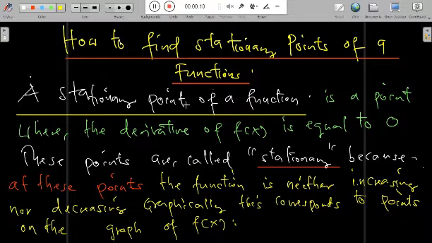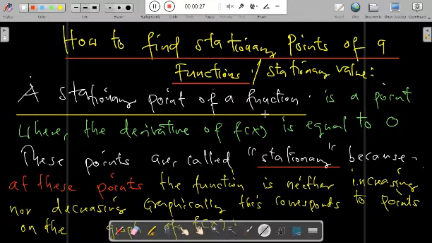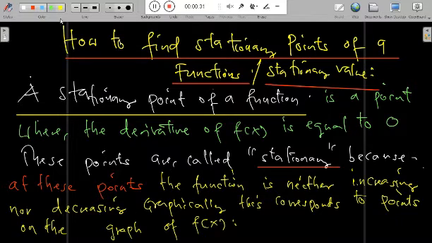We are going to look at how we can find the stationary point of a function. A stationary point of a function is a point where the derivative of the function with respect to x is equal to 0. These points are called stationary because at this point the function is neither increasing nor decreasing. Graphically, this corresponds to points on the graph of the function of x.